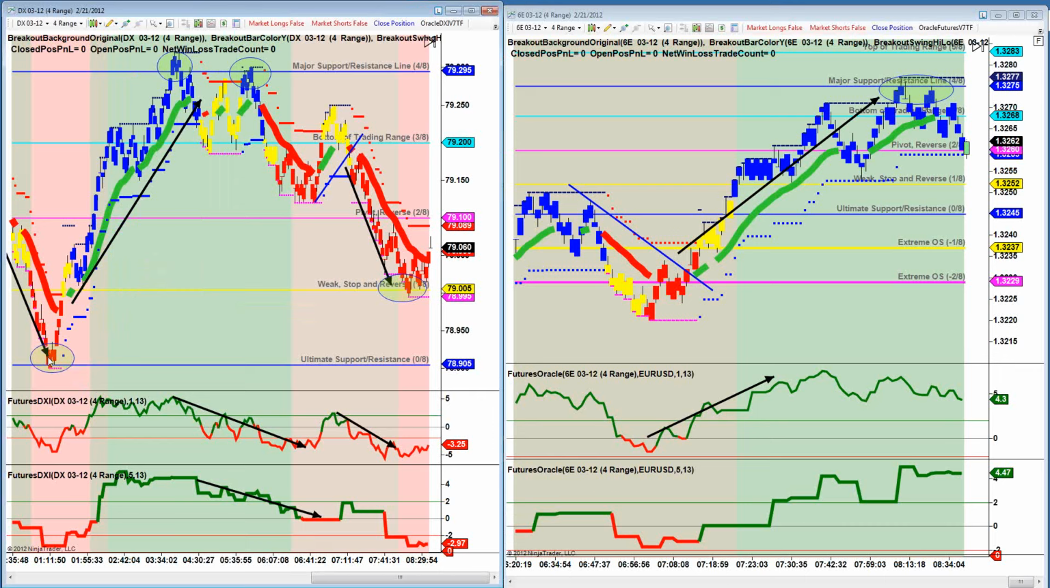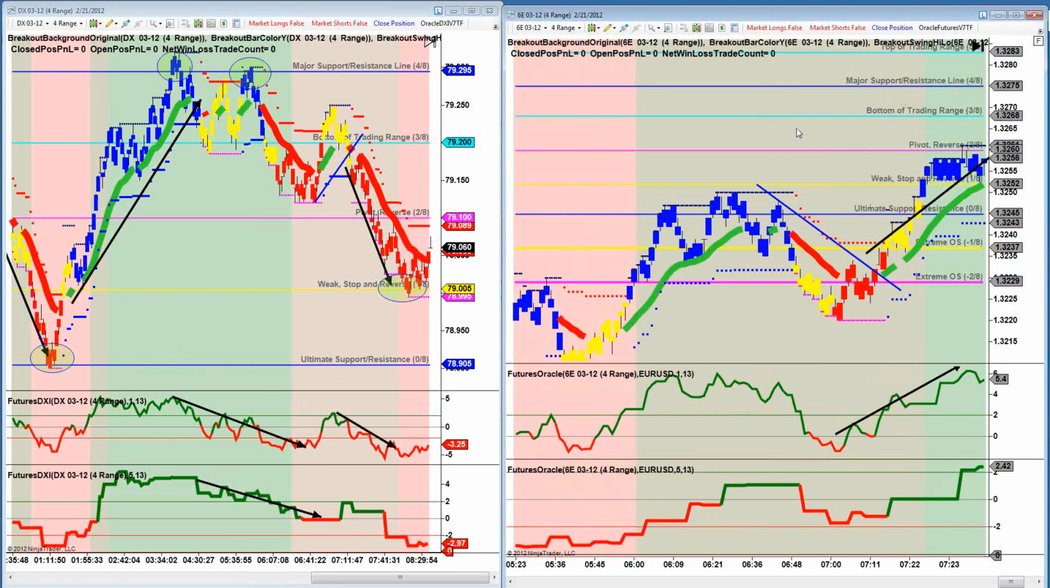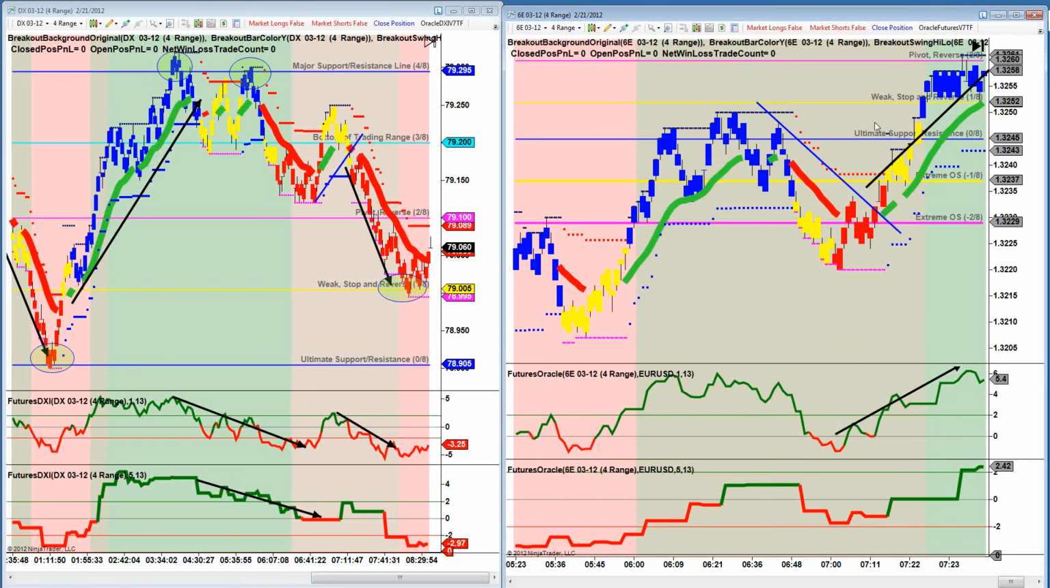See this swing overnight here? The reversal at 1 o'clock in the European session corresponded with that low on the dollar. Likewise, when 6E came here, where was it at in the European session?